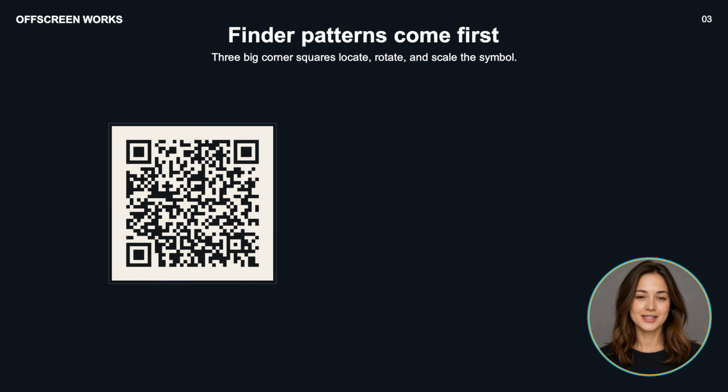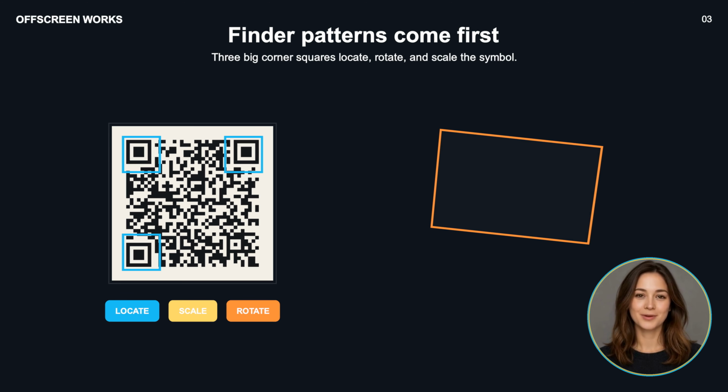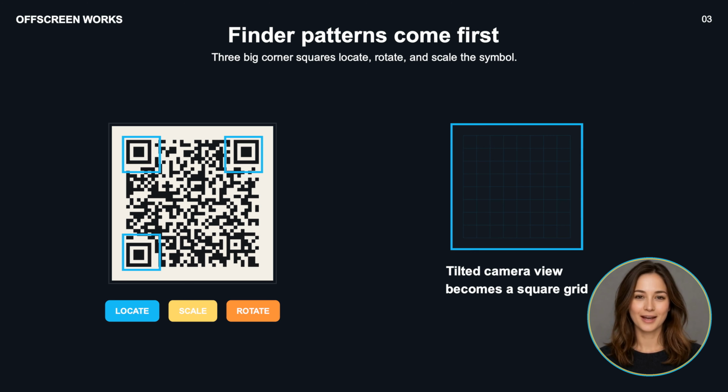The first landmarks are the three large squares in the corners. They are called finder patterns. They tell the scanner where the QR code is, how large it is, and how it is rotated. Once the scanner has those landmarks, it can flatten a tilted camera view into a square grid. This is why a QR code can be scanned from an angle, but it also explains one of the weak points. If a finder pattern is badly damaged, the scanner may never reach the repair step.